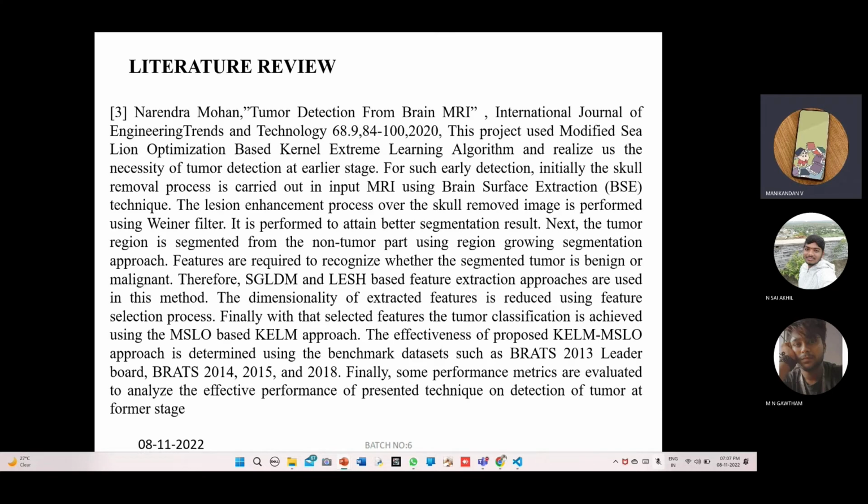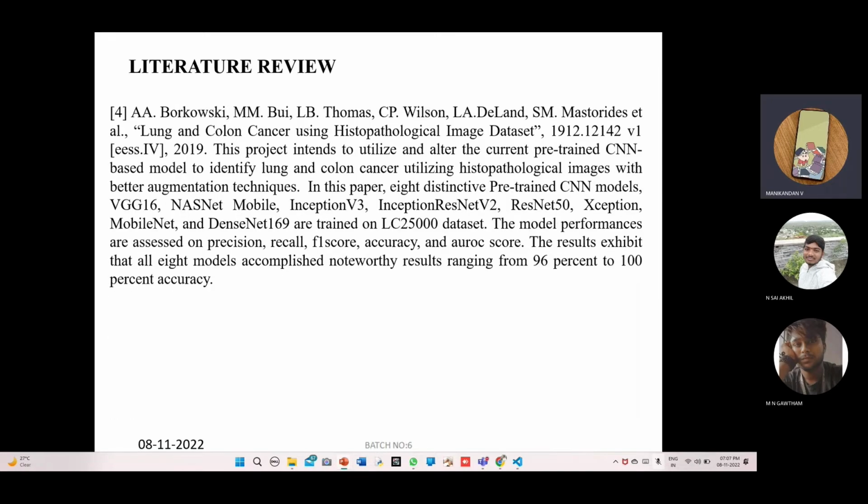And Narendra Mohan proposed a paper called Tumor Detection from a Brain MRI. This project used the modified C-line optimization based kernel extreme learning algorithm, based on the MRI scans, and they are using brain surface extraction. This project detected the tumor in the brain, and they used SGLDM and LESH.